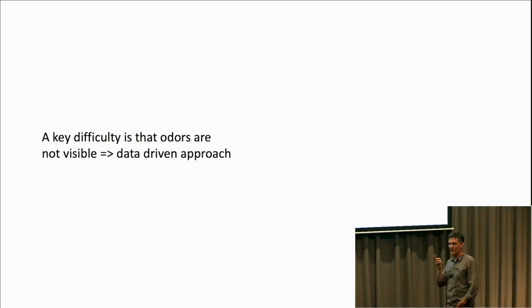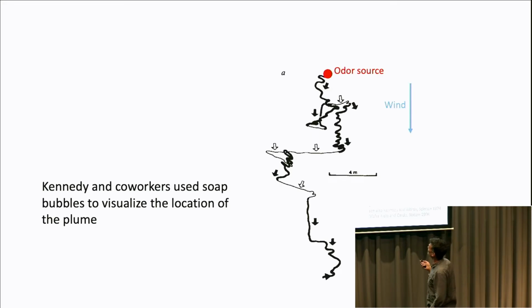And so a piece of data that Massimo showed this morning is that beautiful data by Kennedy et al. What he didn't mention is that together with the odor, they also released soap bubbles. And why they did that is so that they could draw this diagram where there's thin lines and thick lines. The thick line is when the moth was inside the bubble field, and the thin line is when it loses it.